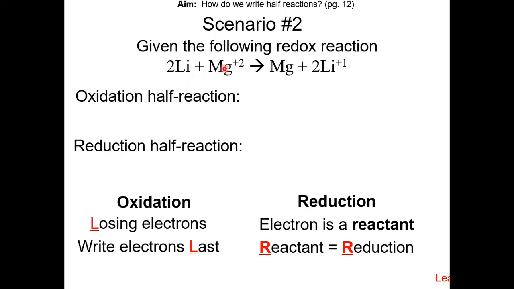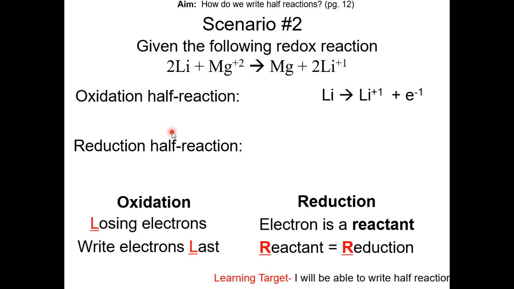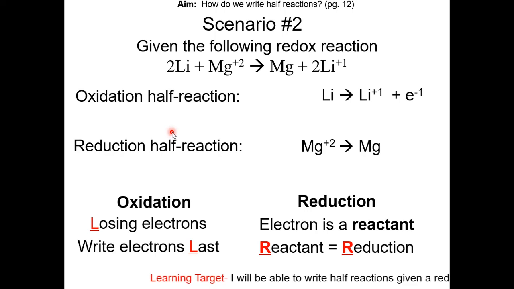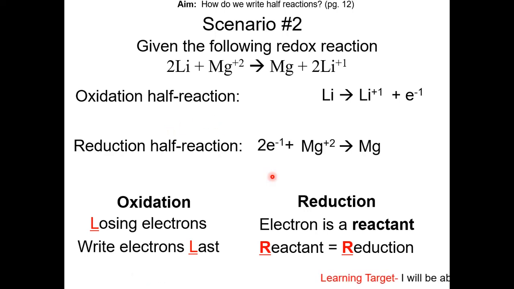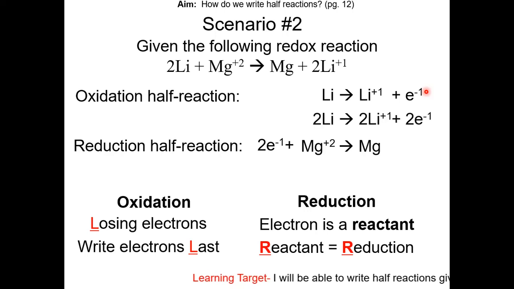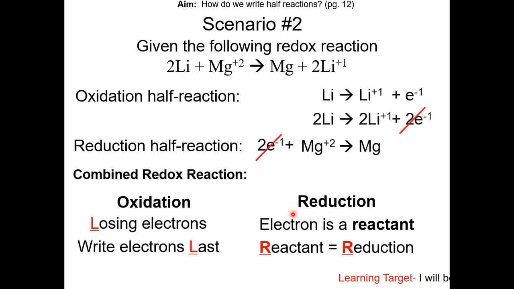Lithium is going from 0 to +1. It loses 1 electron, so the electron is on the product side. For the reduction half reaction, magnesium goes from +2 to 0. It gains 2 electrons, so electrons are on the reactant side. Notice the reduction half reaction has 2 electrons, but the oxidation half reaction has 1. Therefore, you can double the oxidation half reaction so that it has 2 electrons. If you were to combine these two half reactions, you will get back the original redox reaction.